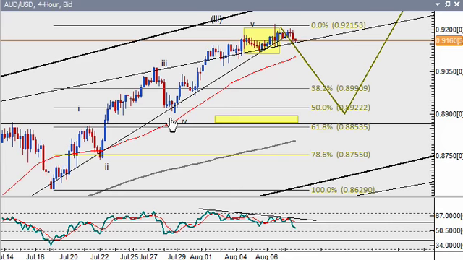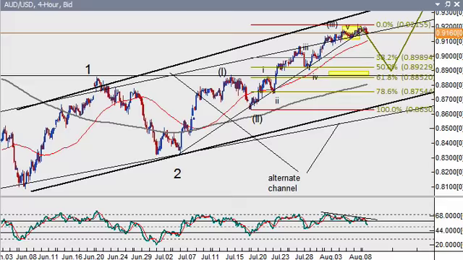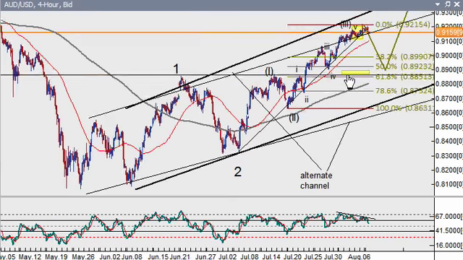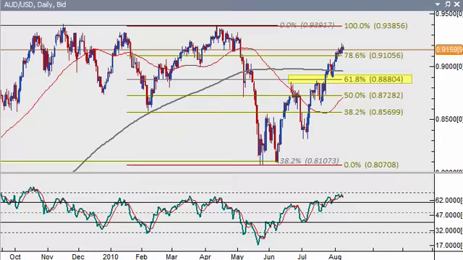And if the count here is correct, and you could check FXTimes for more details, I'm not going to go over them, the decline should be above 0.8850 if there is a decline, and then we could look for another rally towards 0.9450, which is this previous high here.